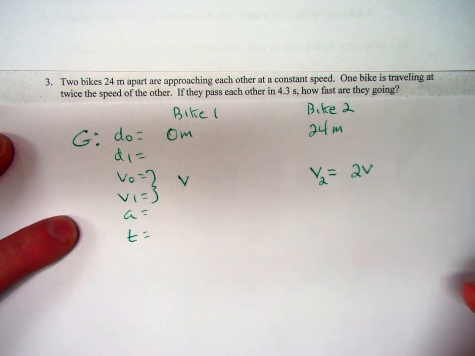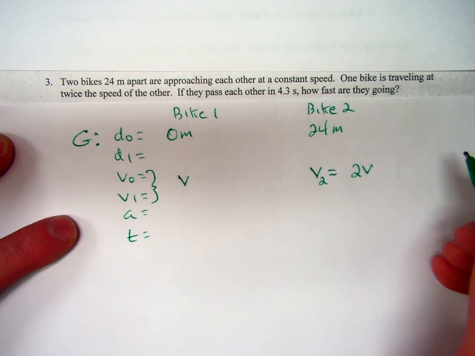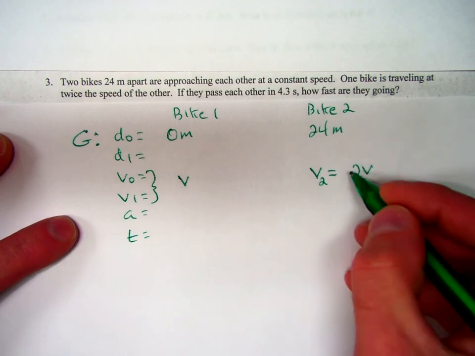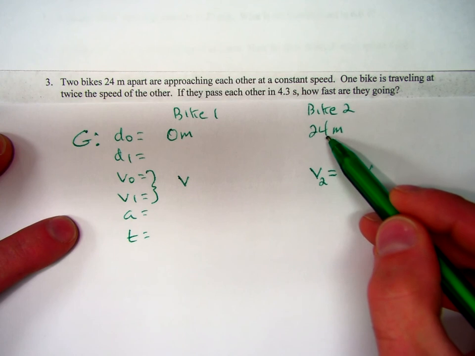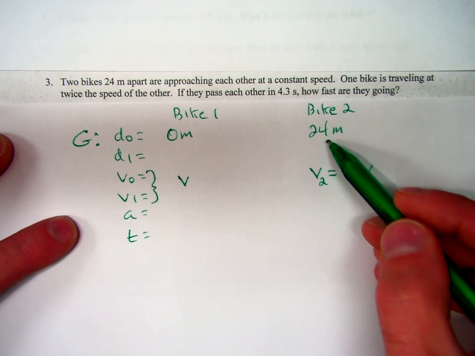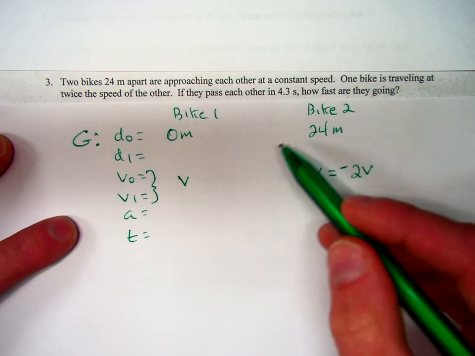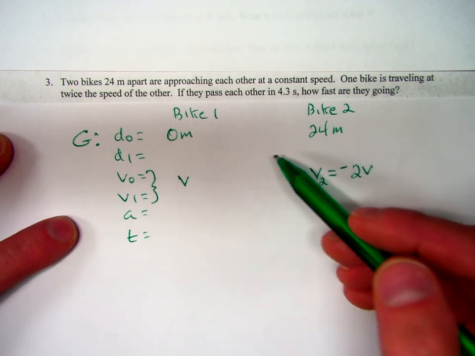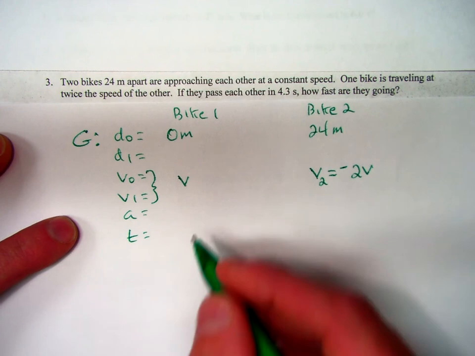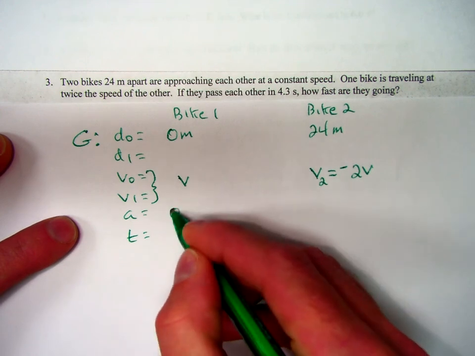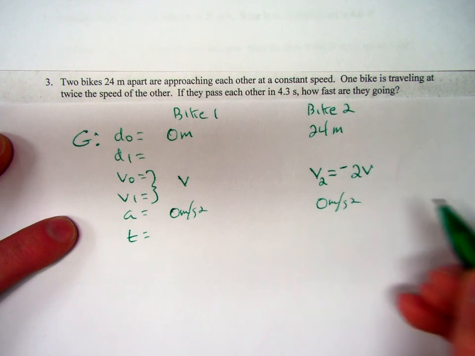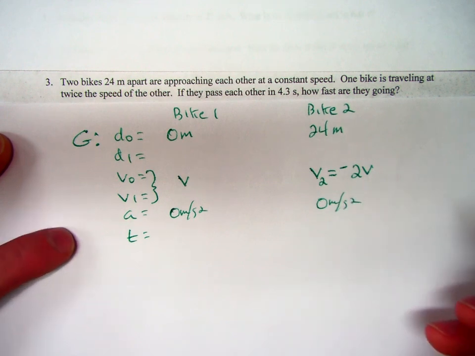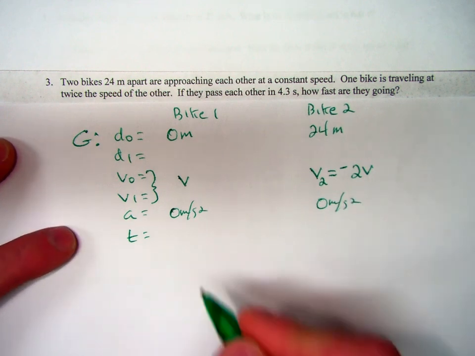And bike 2 speed is 2V. I'm going to define it in terms of bike 1 speed, but I also need to make it negative, because it's 24 meters away from bike 1. So it has to travel in the negative direction in order to cross the path of bike 1. Of course, acceleration is 0 because the velocity is constant, and then the time is 4.3 seconds.